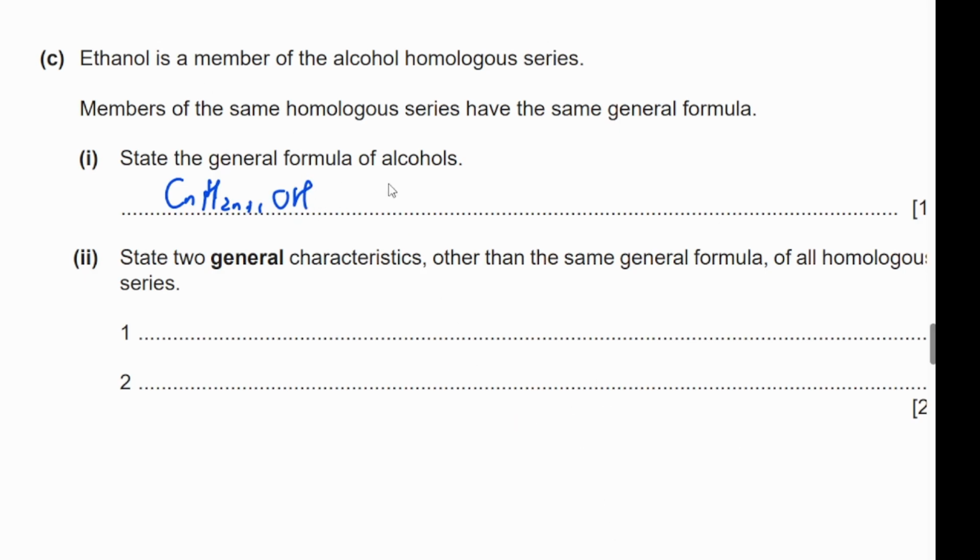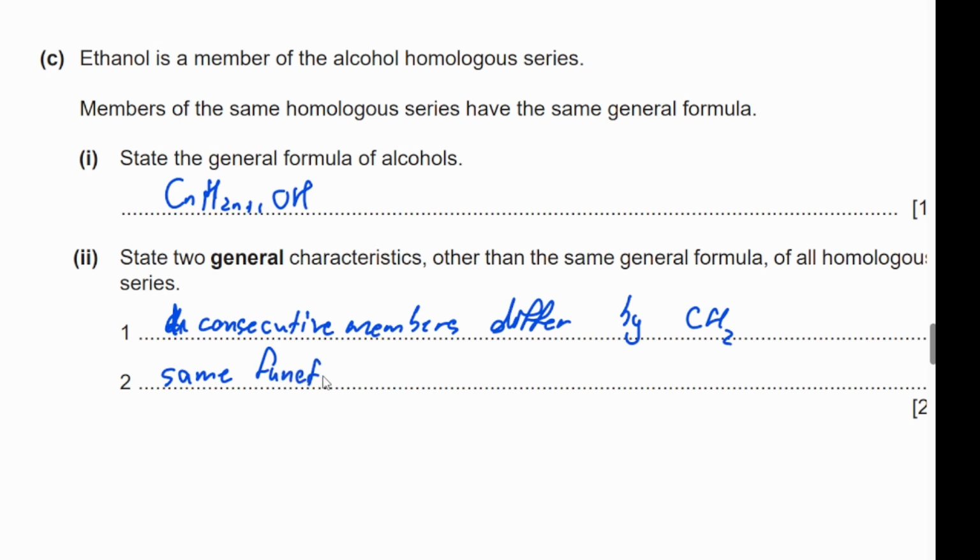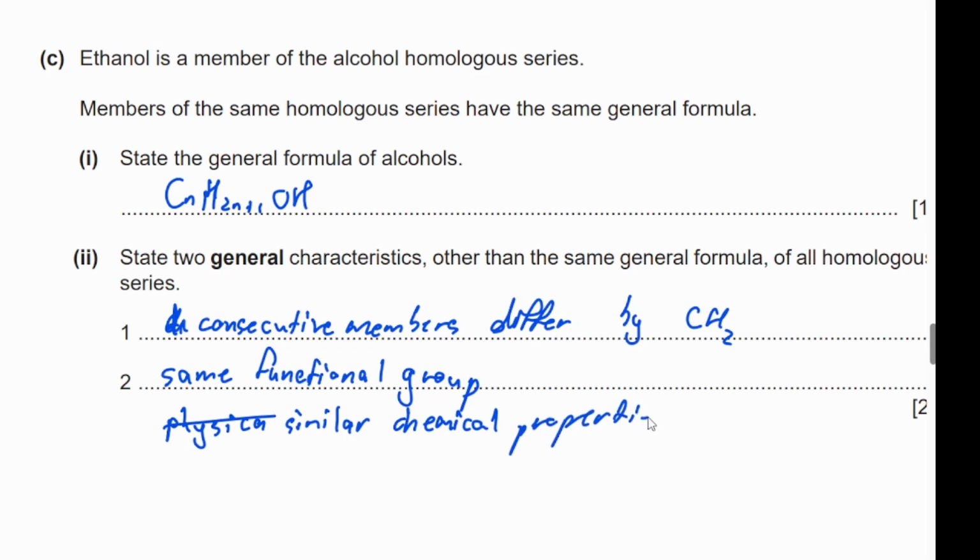And state two general characteristics of all homologous series. You can say that consecutive members differ by CH2. You can also say they have the same functional group. And one more, you can say that they have similar chemical properties.